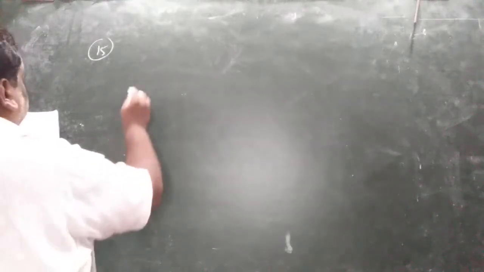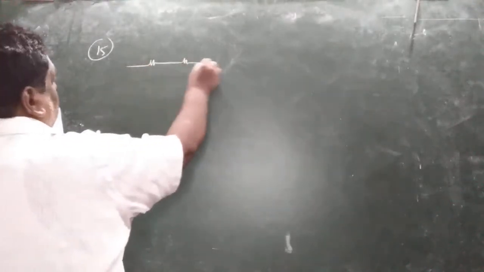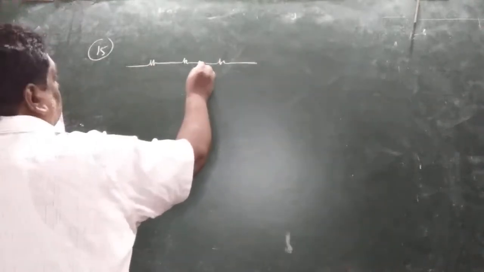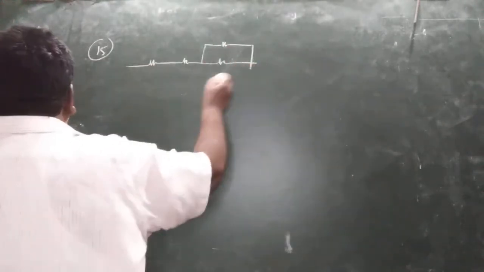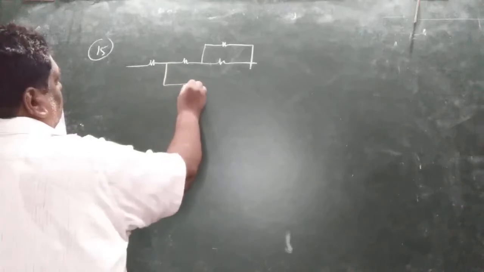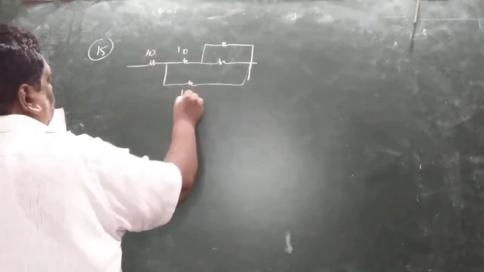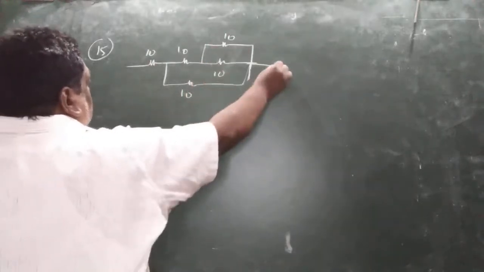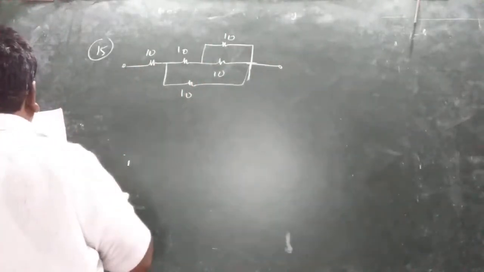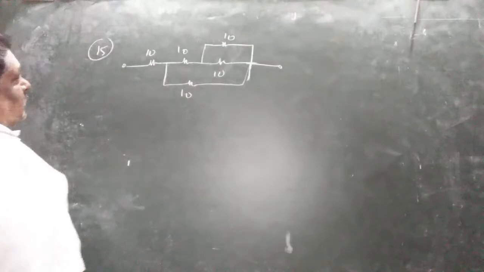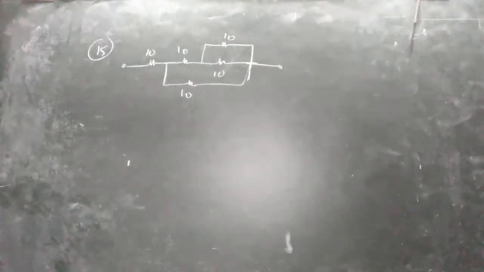Next, 15th question. Here one resistor, here one resistor, 3 resistors. Here resistance joined like this, here resistance joined like this. Each is 10 ohms. Therefore, what is the equivalent resistance? This is the question asked.